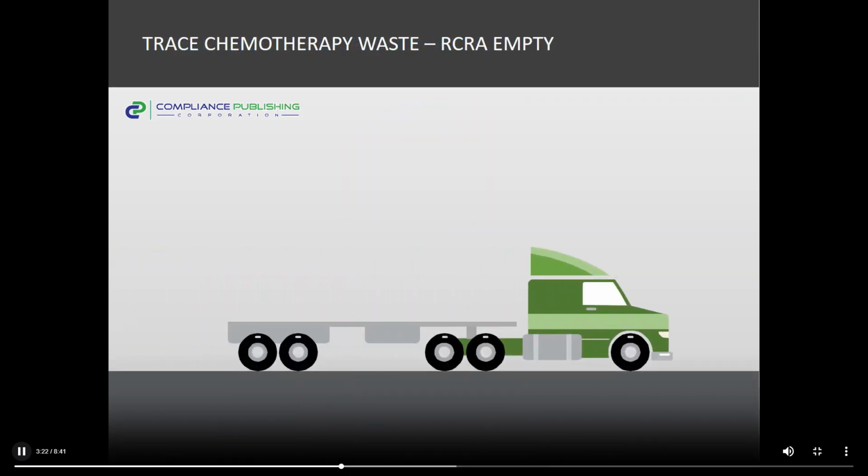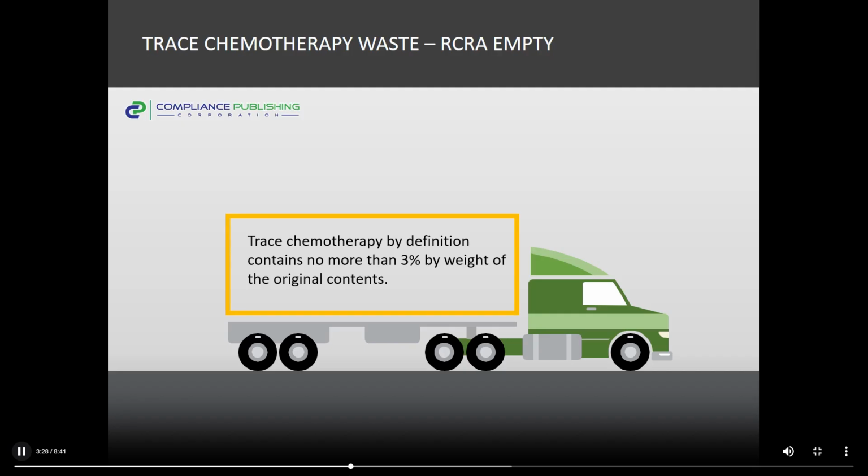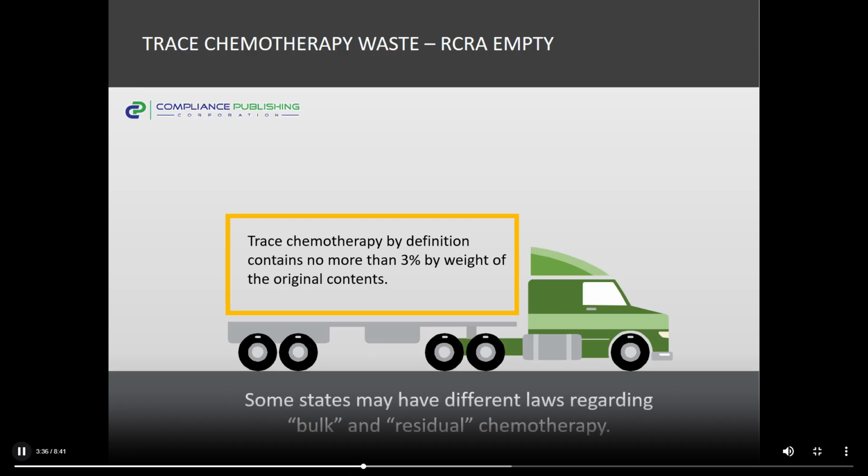Trace chemotherapy waste, also known as RCRA empty. Trace chemotherapy by definition contains no more than 3% by weight of the original contents. Please note that some states may have different laws regarding bulk and residual chemotherapy.